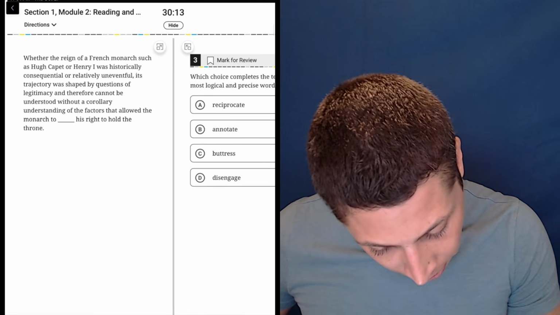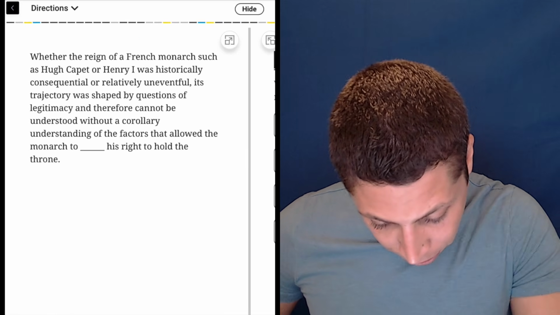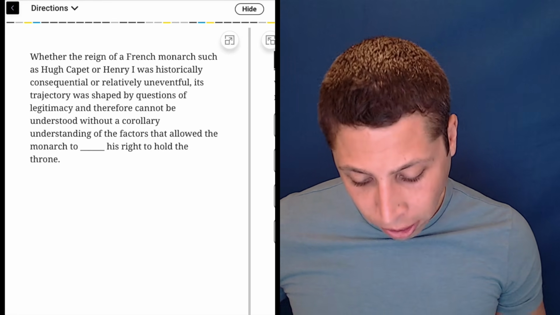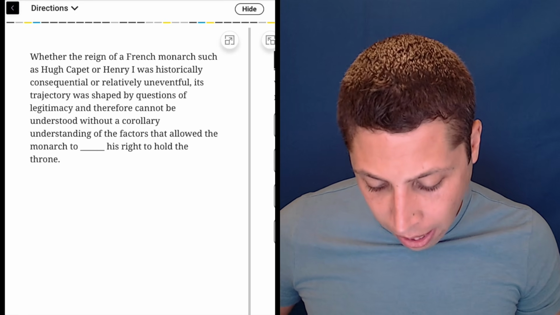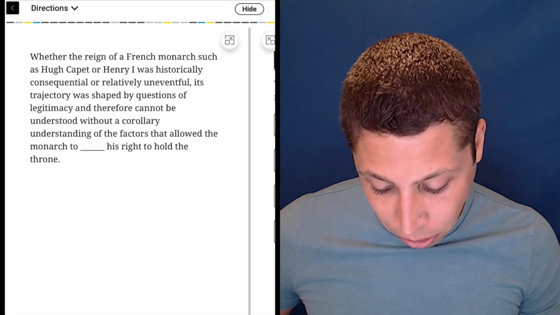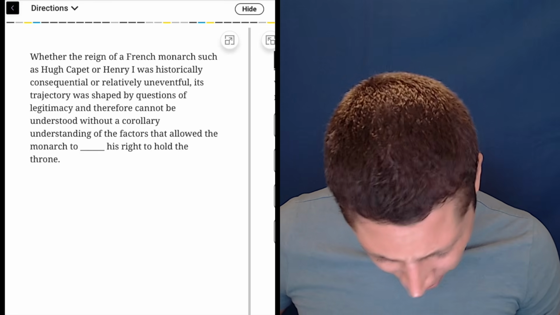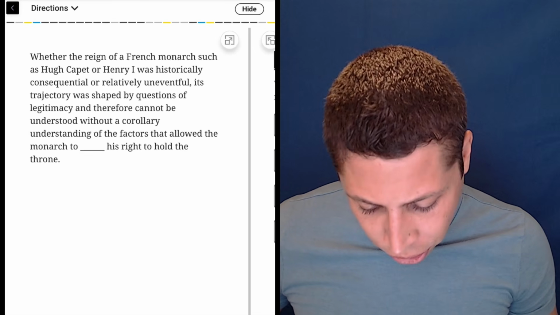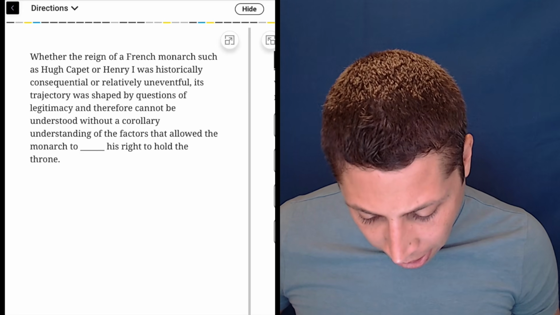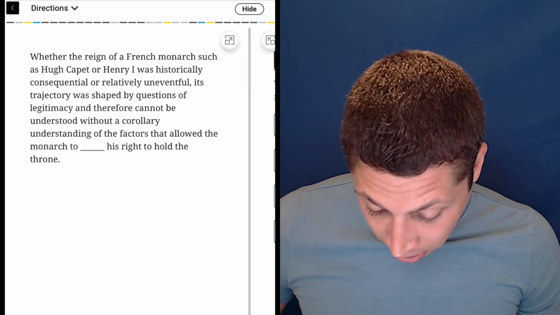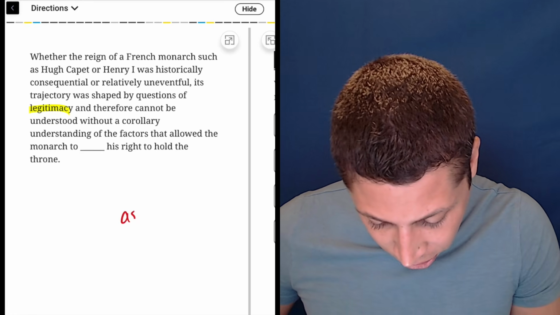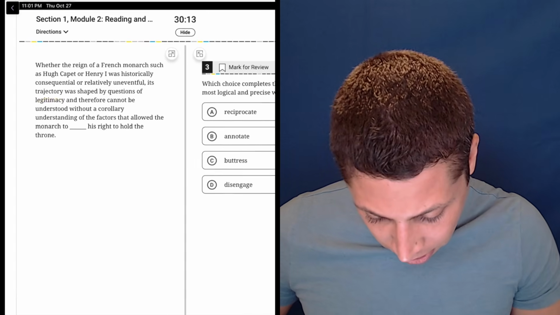Okay. Same thing. Still vocab. Whether the reign of this person was historically consequential or relatively uneventful, its trajectory was shaped by questions of legitimacy and therefore cannot be understood without a corollary understanding of the factors that allowed the monarch to blank his right to hold the throne. Wow, this is a tough sentence. Okay. It was shaped by questions of legitimacy, cannot be understood without understanding the factors that allowed the monarch to... It's about legitimacy. I don't know. Maybe something like assert his right to hold the throne.